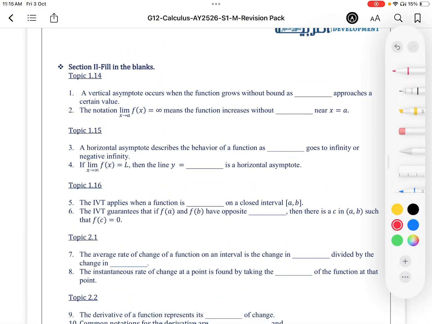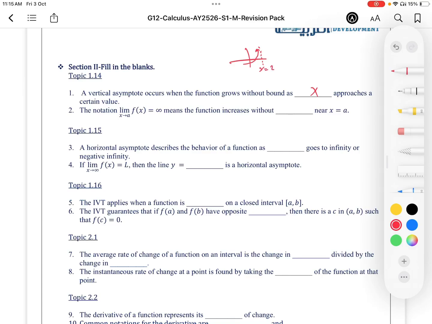Okay, fill in the blanks. A vertical asymptote occurs when the function grows without bound as x approaches this value. The y goes to infinity or negative infinity when the function approaches the vertical asymptote. This is the vertical asymptote.